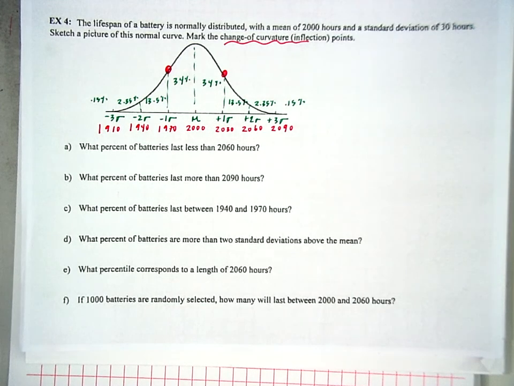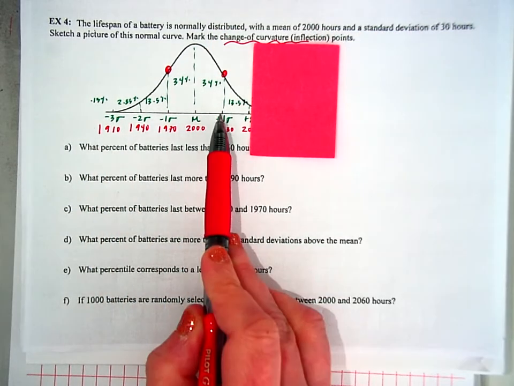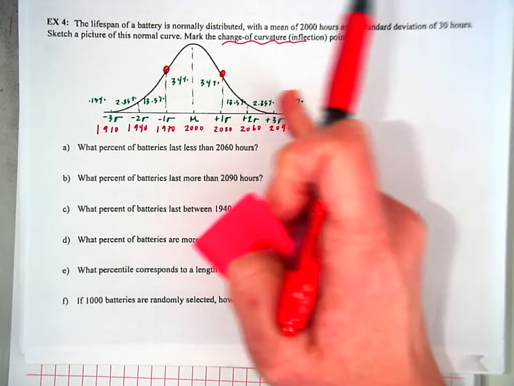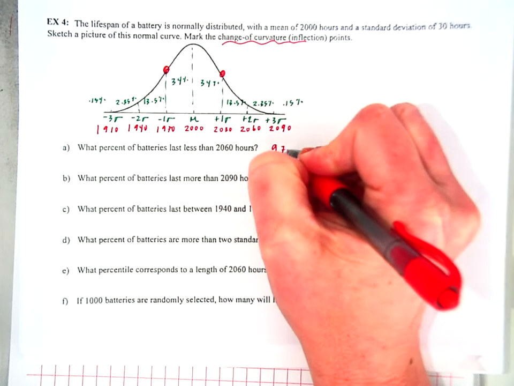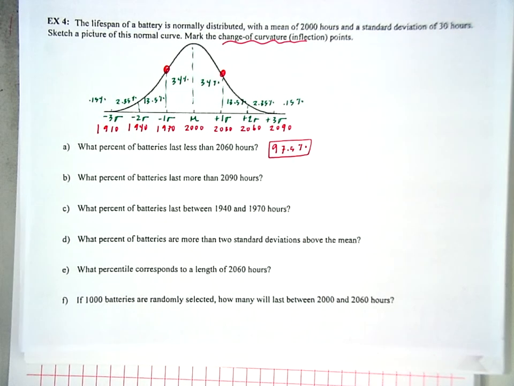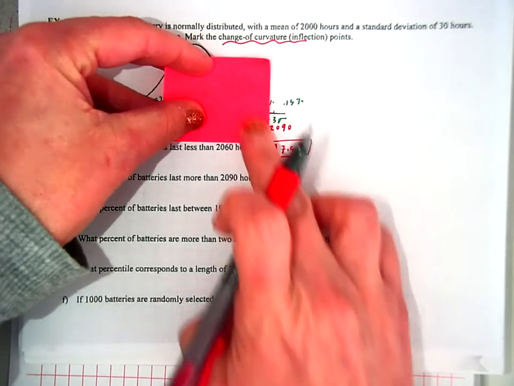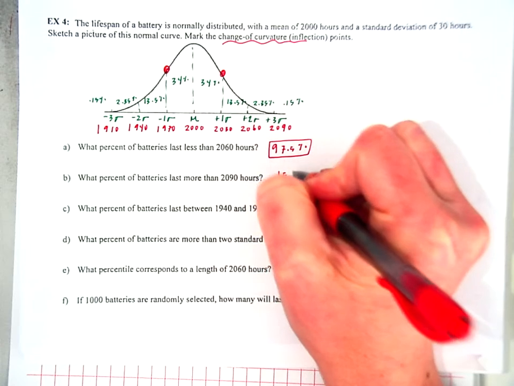Okay, so now I'm answering questions about my diagram. Here I'm asked, what percent of batteries last less than 2,060 hours? So here, I'm looking at what these percentages add up to. I could add those up, or again, I could take 100 and subtract away this 2.5. Either way, I should get 97.5%. Okay, what percent of batteries last more than 2,090 hours? So I'm looking at that little marker and then everything above it, that tiny little percent, 0.15%.